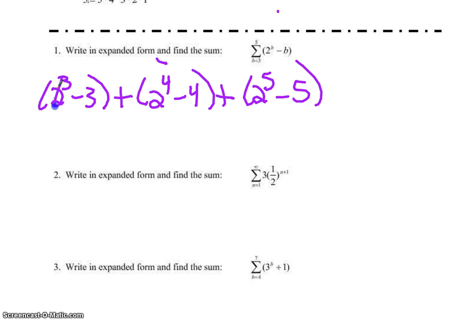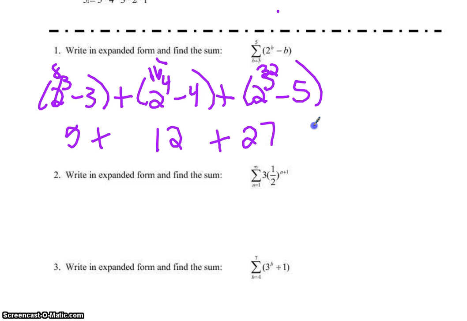2 to the 3rd is 8. 8 minus 3 is 5. Plus 2 to the 4th is 16. 16 minus 4 is 12. Plus 2 to the 5th is 32. 32 minus 5 is 27. And so if you take 5 plus 12 plus 27 in your calculator, it's 44. Once again, if you wanted, you could just put the original problem into your calculator.